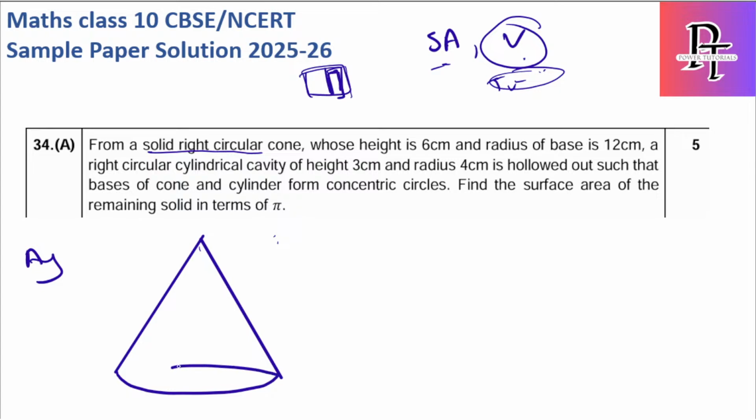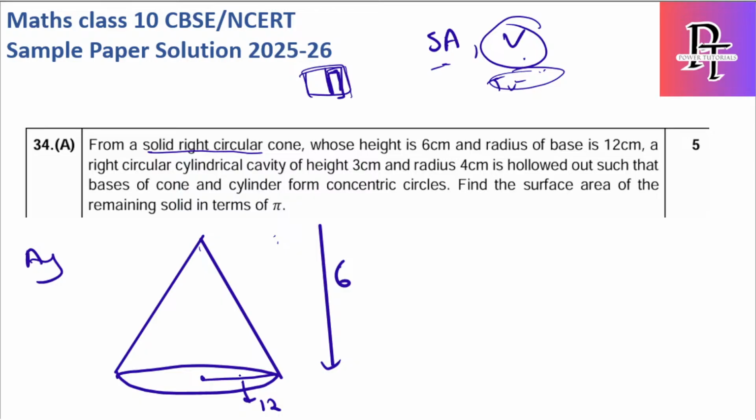From a solid right circular cone whose height is 6, radius of base is 12, this is 12, a right circular cylindrical cavity of height 3 centimeters and radius 4 centimeters is cut such that the base of cone and cylinder are concentric.